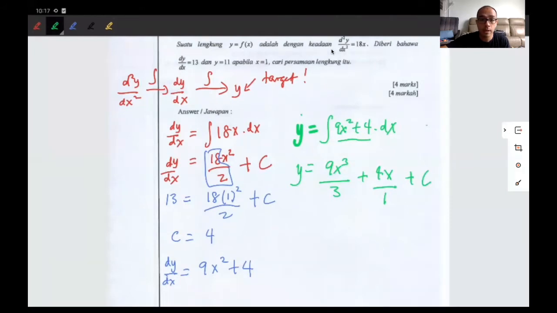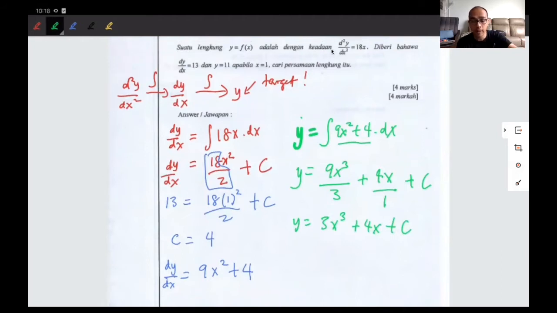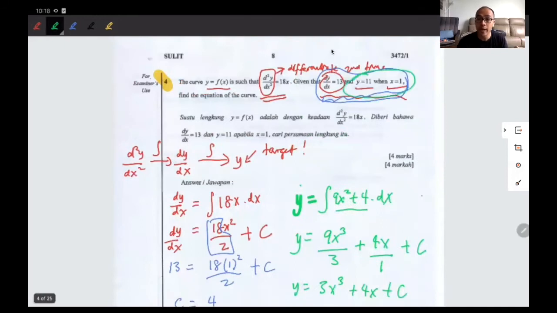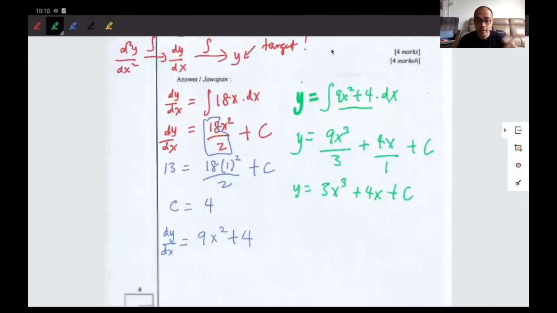Hold on, let me just check something. Saya tidak salah, yeah, okay, fine. So, let me simplify this. Y equals 9 divided by 3 is 3x cubed plus 4x plus c. Okay, and how do we find c? We substitute y and substitute x. Where do we get the x and y? From the question. y is 11 when x equals 1. That's why all those information is important, so that we can find the c.